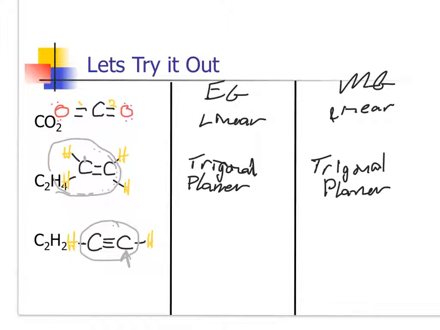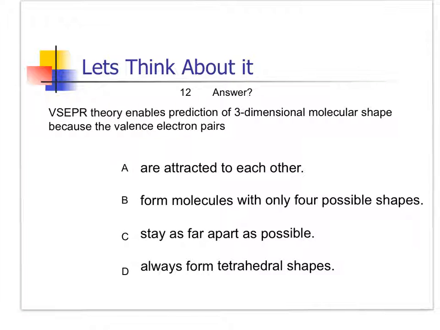And so here I have two regions. One of them goes to, well, probably didn't make a big enough circle, but one of them goes to this hydrogen, the other one goes to the triple bond carbon. And so I have another one where it is just linear and linear. And if I build it, you will see that it becomes a linear molecule. VSEPR theory enables predictions of three-dimensional molecular shapes because of the valence electron pairs.